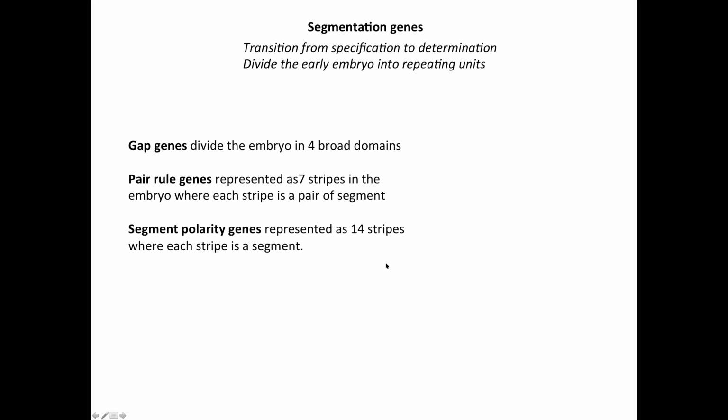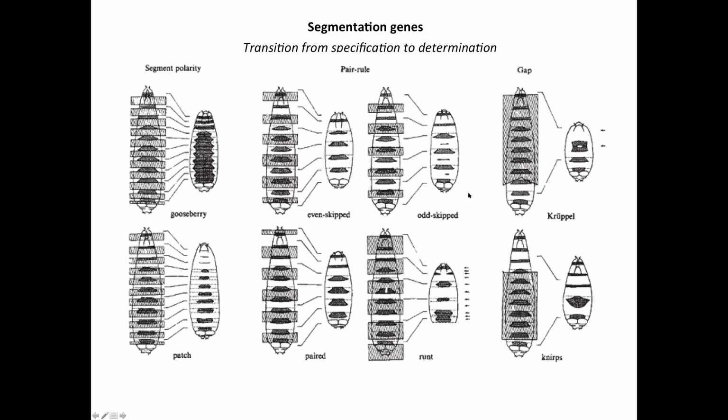Now, so it goes this way: specification to determination. So Krüppel is a gap gene, defining the thoracic segments all the way to A5, sorry. So in a Krüppel mutant, all of these were gone. So broad blocks, this entire block is gone.